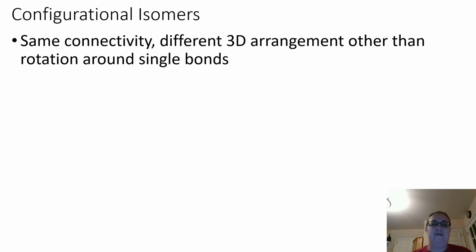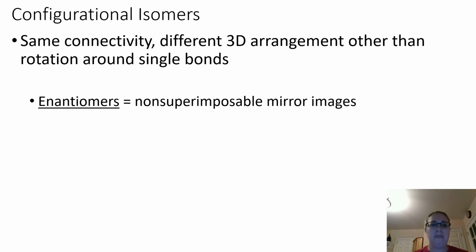Remember, these are the ones that have the same connectivity, but they have a different 3D arrangement other than the rotation around the single bond. Remember, conformers were our ones that just rotated around the single bond, and that's what we looked at in chapter 4. So with configurational isomers, we have a couple different types that you want to be familiar with.